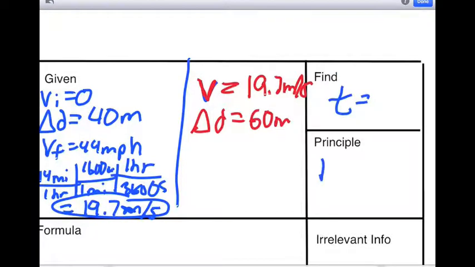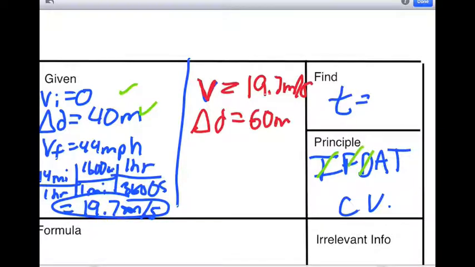Our principle that we're going to use is IFDAT, but we're also going to use a little bit of constant velocity. So now, in order to determine the formula that we're going to use, let's look at what we have and what we're trying to solve for. We have initial velocity, displacement, and final velocity, and we are trying to solve for time. The one that I don't have or care about is actually acceleration.